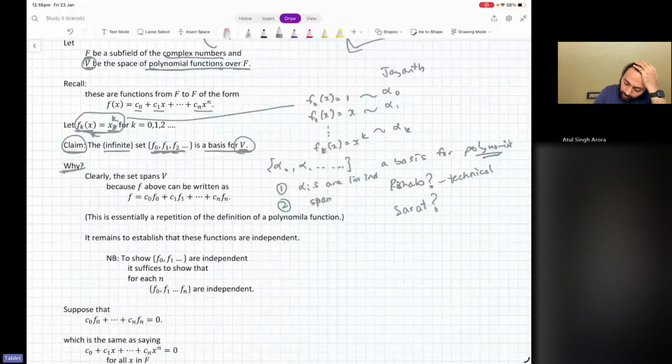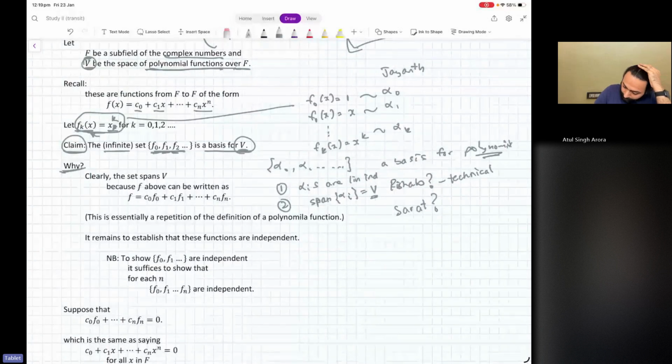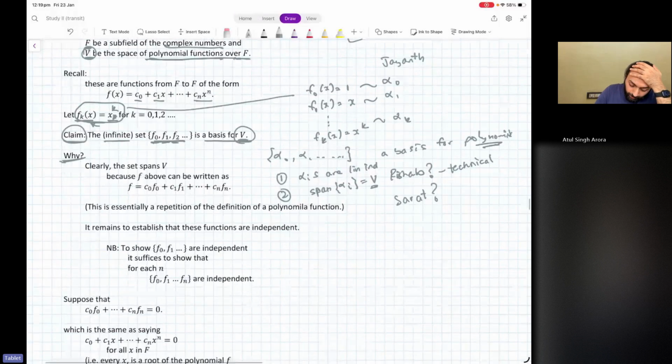So what we want to show is that the span over alpha i gives you V. That you can essentially reach any vector in the vector space by taking some linear combination of alpha i's. So those were the two requirements. Okay. So it says clearly the set spans V, right?